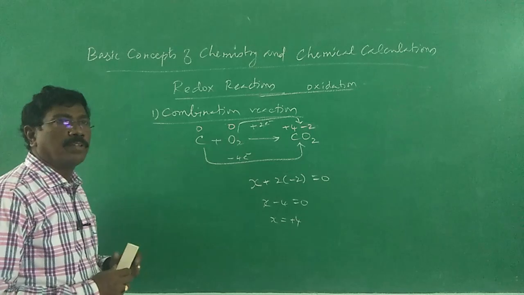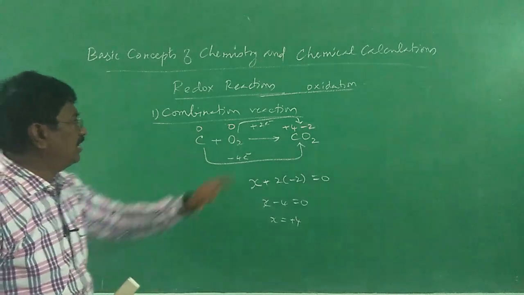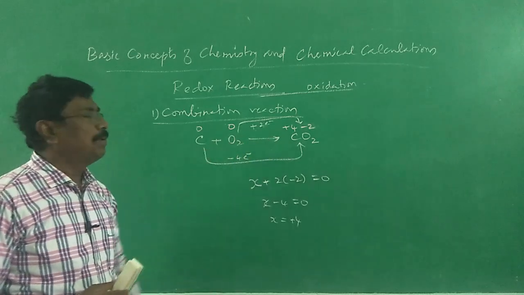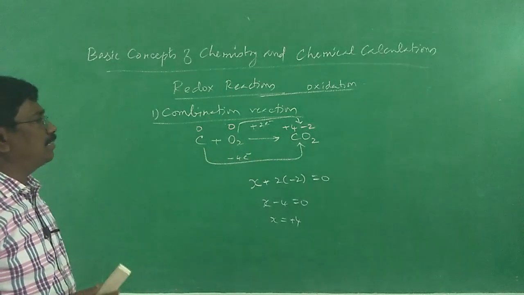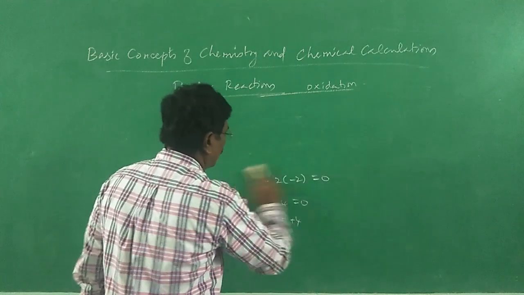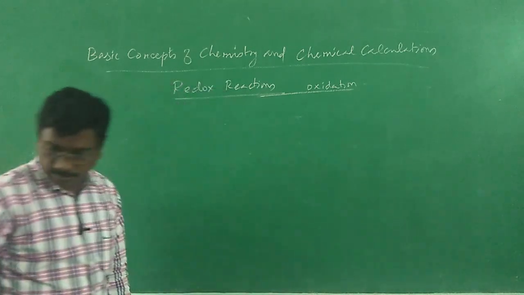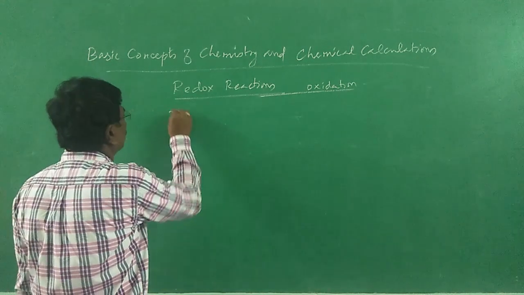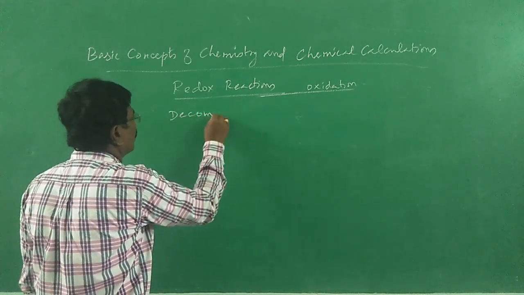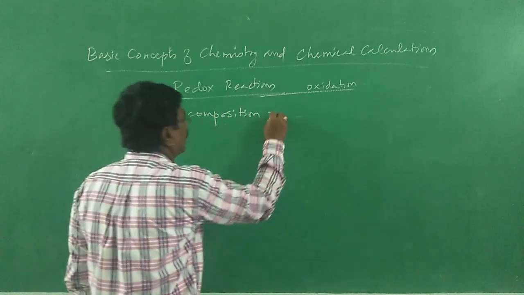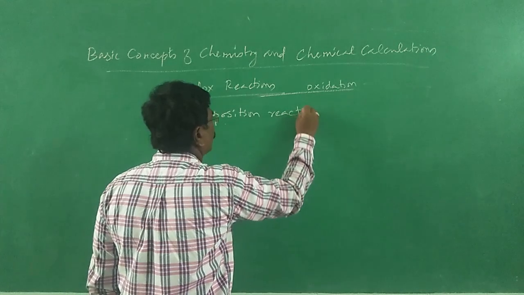Then the next reaction, decomposition, just the reverse, maybe. But of course, carbon dioxide cannot become carbon and oxygen. We have to take some other example where a decomposition reaction is involved in a redox reaction, a redox reaction resulting in decomposition. So the second kind is decomposition reaction. The first kind we have seen is combination.